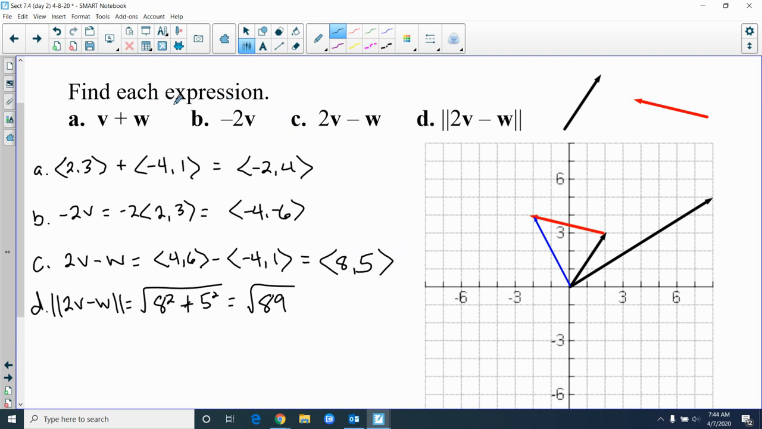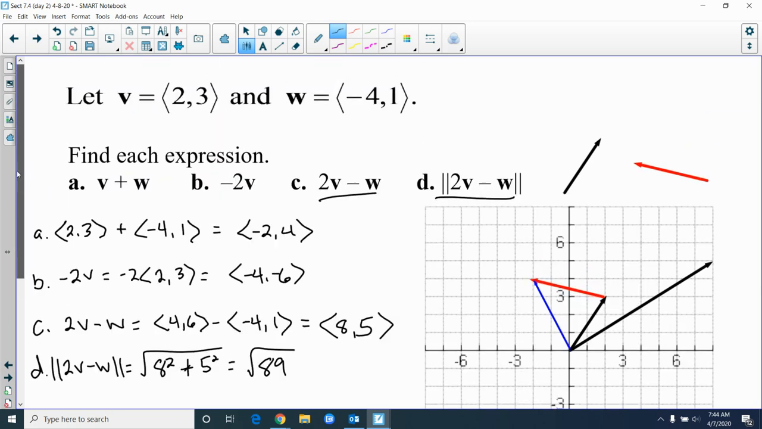So here are some operations dealing with position vectors: adding them, scalar multiple, subtracting them, magnitude. And all these vectors start at 0, 0, and their endpoints are given, 2, 3, or negative 4, 1.